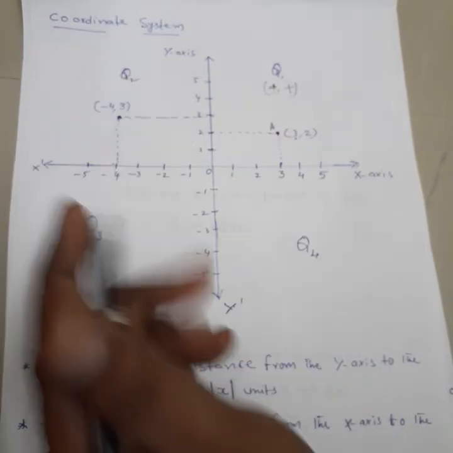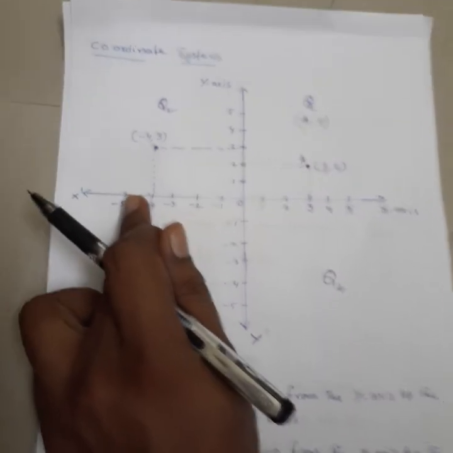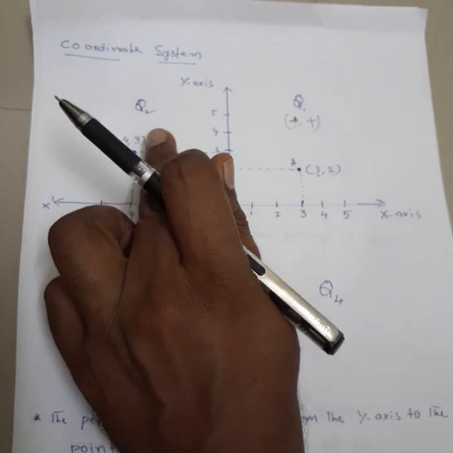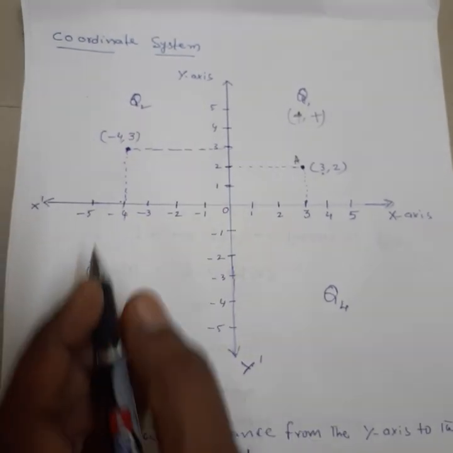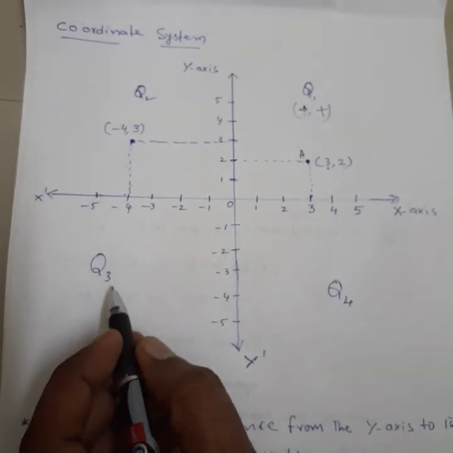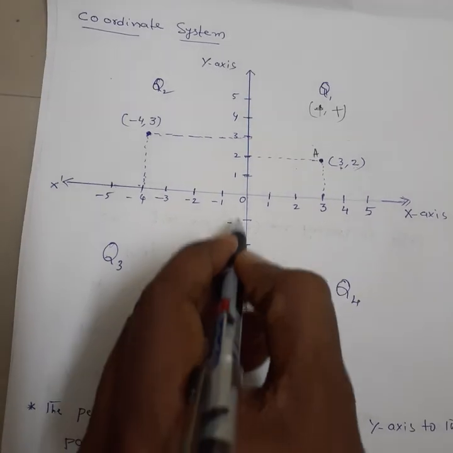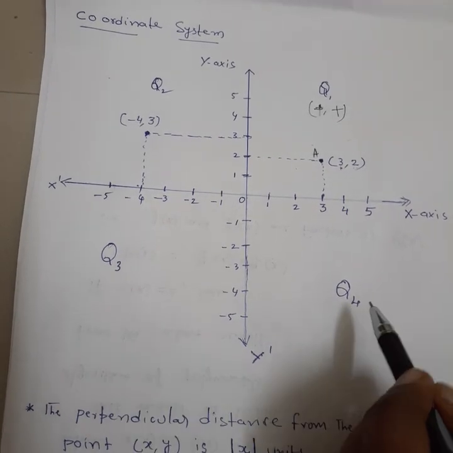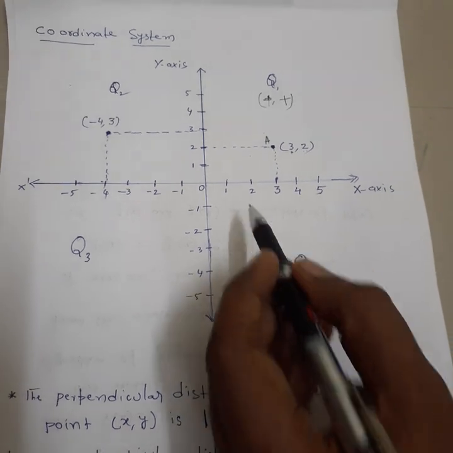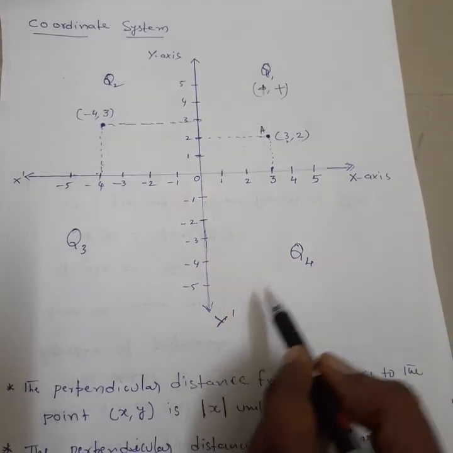In quadrant 2, the x-coordinate is negative and the y-coordinate is positive. In quadrant 3, the x-coordinate is negative and the y-coordinate is also negative. In quadrant 4, the x-coordinate is positive and the y-coordinate is negative.